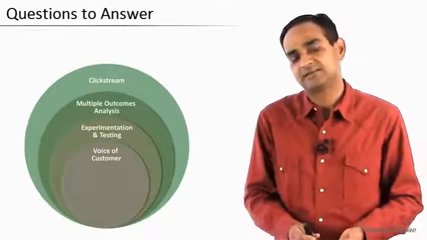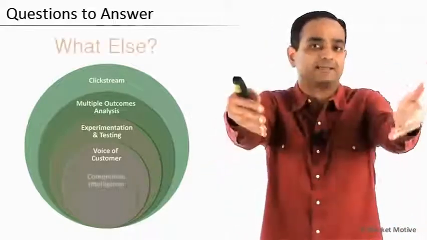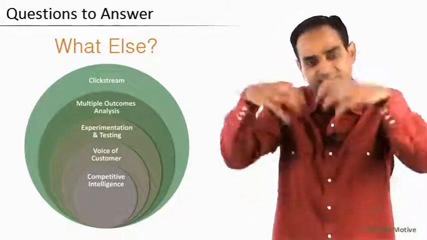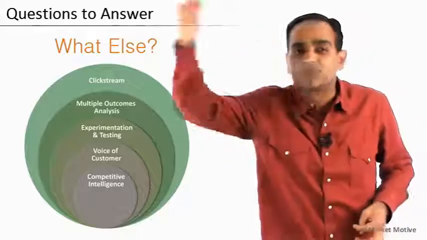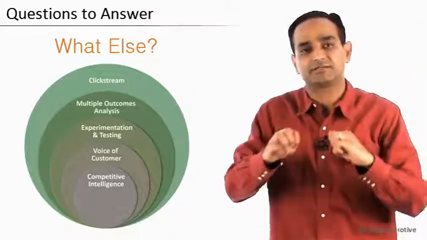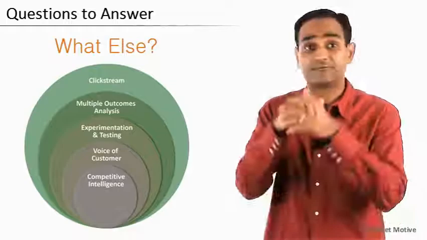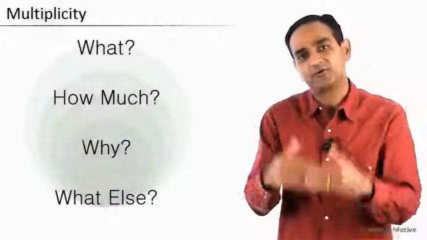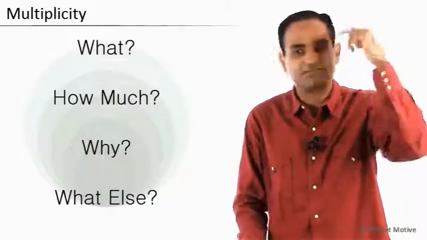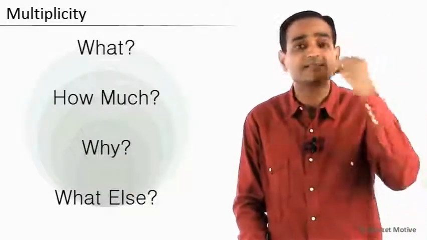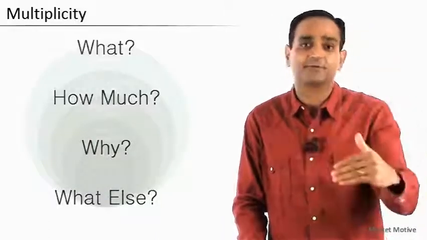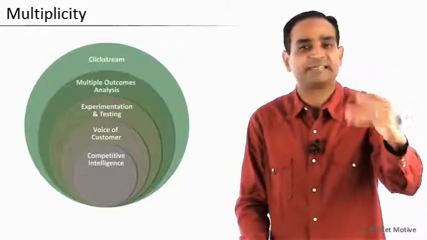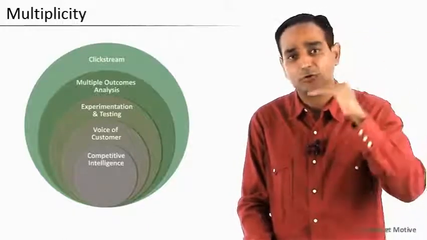And the last question that you will answer is the what else. And that's when you go beyond the limitation and the bounds of your own business and your own website and go look at your direct competitors or adjacent competitors and try and figure out what is working for them and what is not working for them. So these are the 4 questions that you'll ask: the what, the how much, the why, the what else. And you'll answer these 4 questions using 5 different strategies: clickstream analysis, multiple outcome analysis, experimentation and testing, voice of the customer, and competitive intelligence.